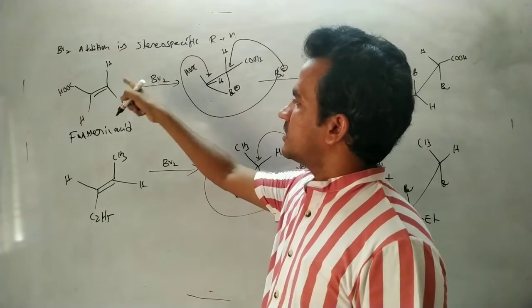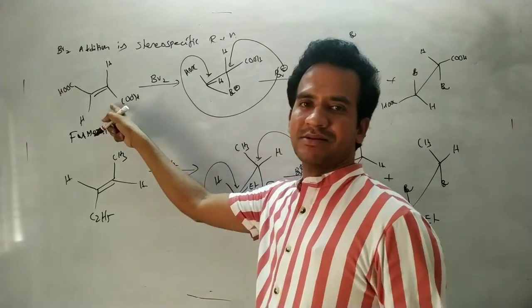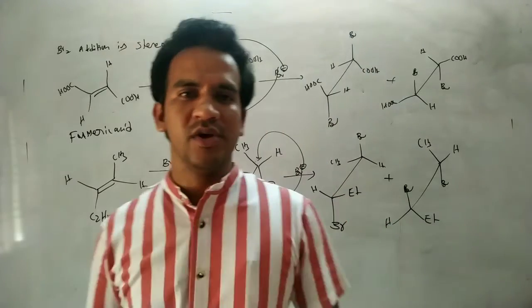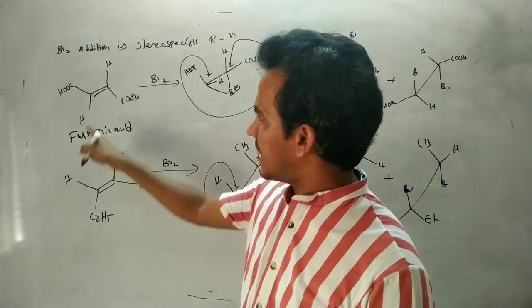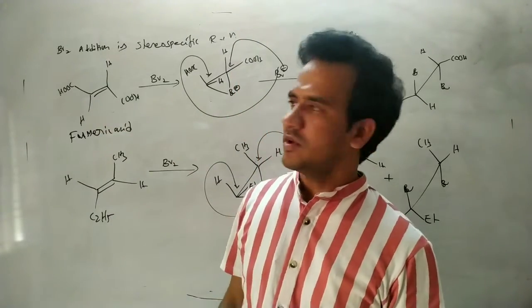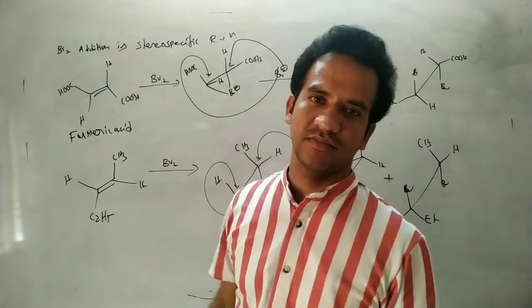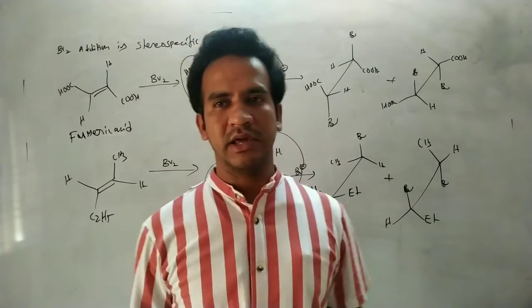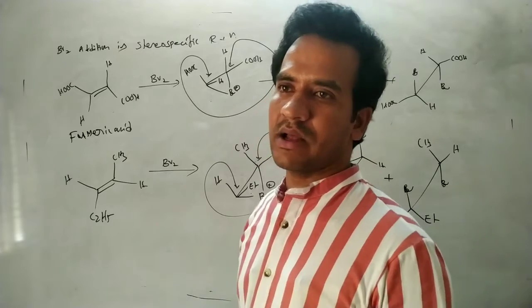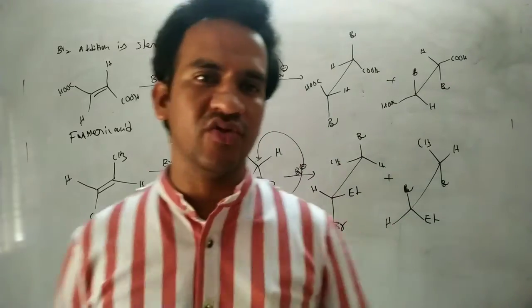Now here, anti-addition on the trans alkene generally gives the meso compound, because this alkene is a symmetric alkene. Here this carbon has a hydrogen and COOH, and this carbon has a hydrogen and COOH. It is a symmetric alkene. So the trans alkene on anti-addition gives a meso compound.